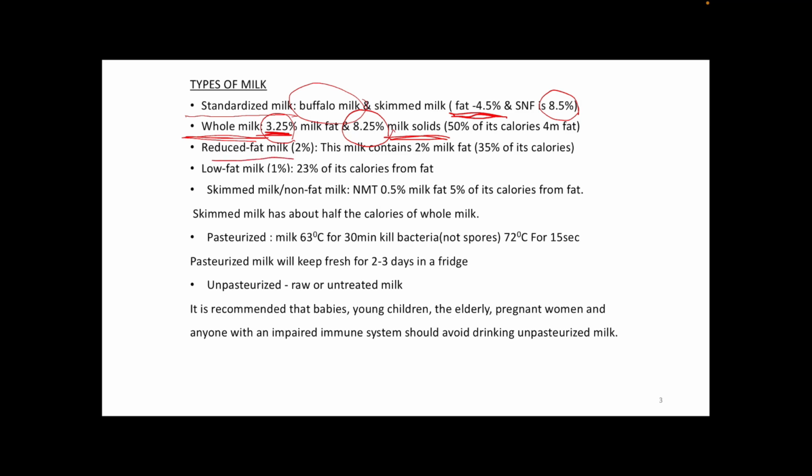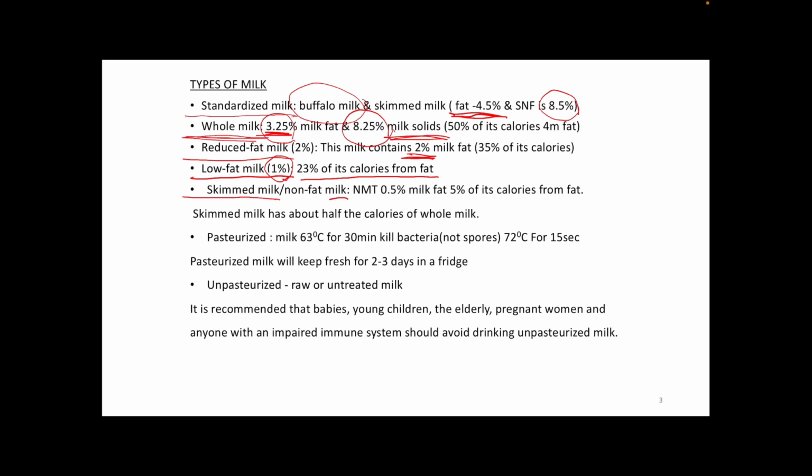The third type is the reduced fat milk. This type of milk contains only 2% of fats. Then we come to the low fat milk that contains only 1% of fat. There is a reduction of 23% calories from the original standardized milk.